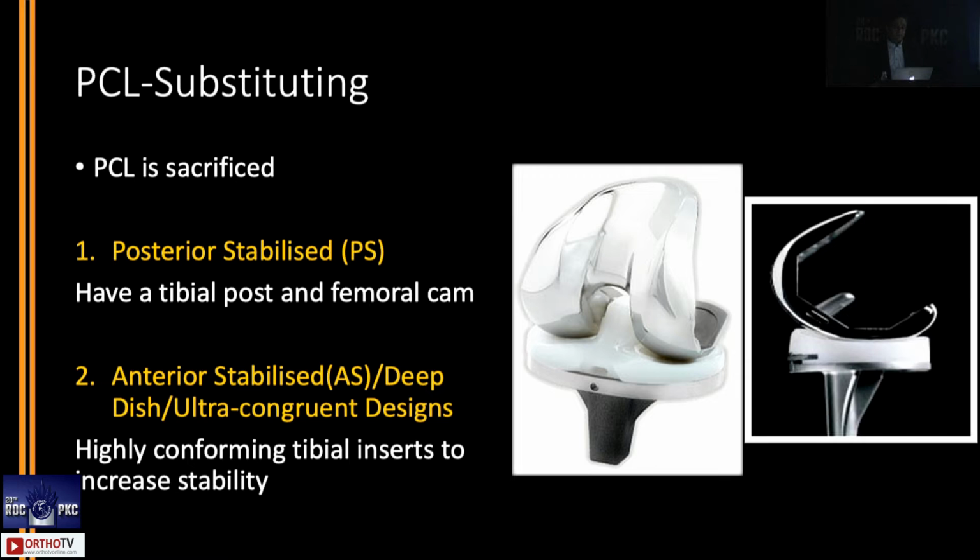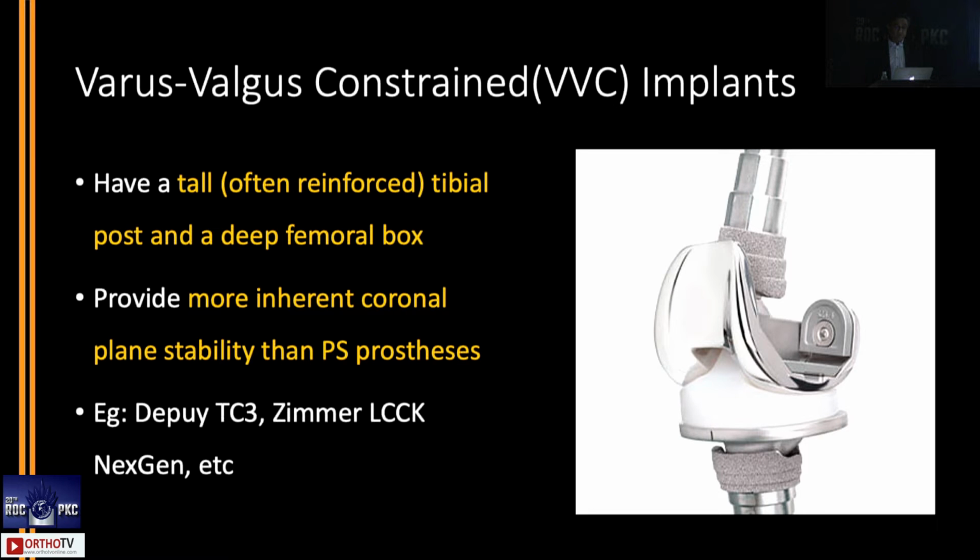PCL substituting, it is a PCL sacrifice here, and there is a posterior stabilized one. It has a tibial post and femoral cam. I think majority of the young surgeons do this, and Ashok is the only high volume surgeon who does CR even in the revision scenarios. And anterior stabilized or deep dish ultra congruent designs, highly conforming tibial inserts to increase the stability. This is my favorite. If you ask me what is the best implant design, I will say deep dish and ultra congruent. That will have the best of both worlds.